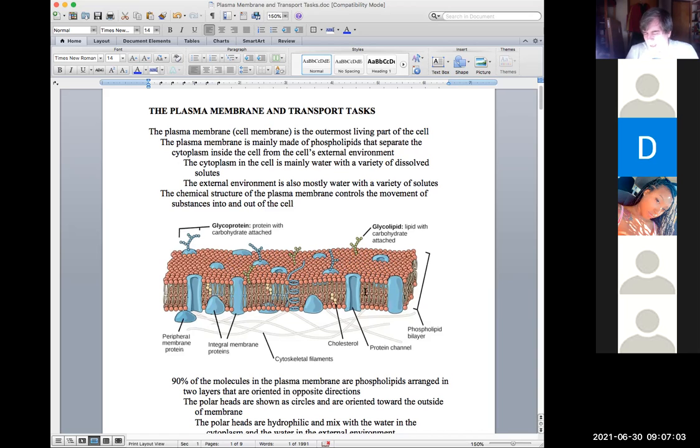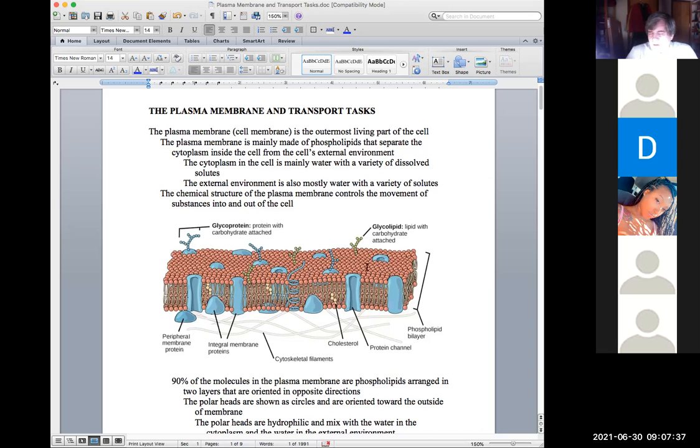Now remember that we have some little stringy things, two strings, attached to each polar head. And those two stringy things are the nonpolar tails. And this is what's left over from the two fatty acids that combined with glycerol. And they're nonpolar because if we look at their chemistry, all they have is carbon to carbon bonds and carbon to hydrogen bonds. And remember, carbon to carbon bonds are nonpolar, carbon to hydrogen bonds are nonpolar.